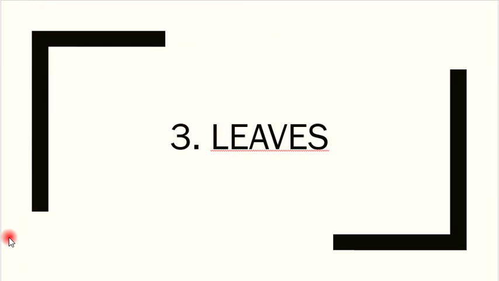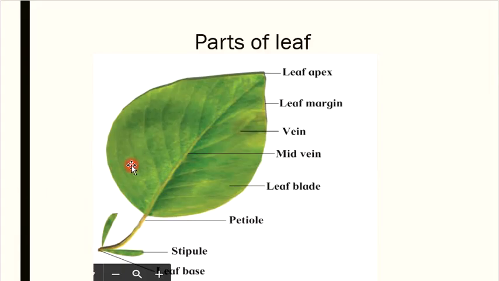The third part of the plant is the leaf. On a plant, the leaves arise from the nodes on a stem. Generally, leaves are thin, flat, and green in color. Let's study the parts of a leaf in detail.